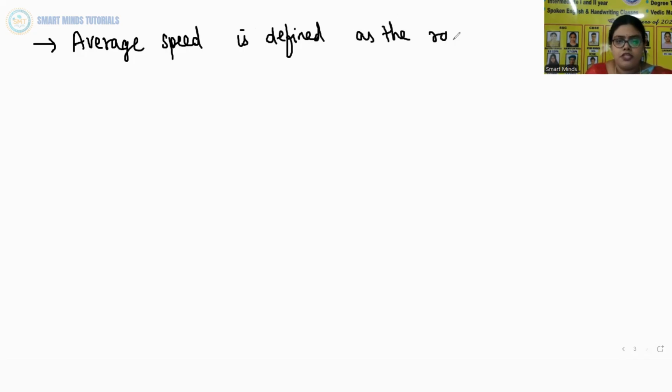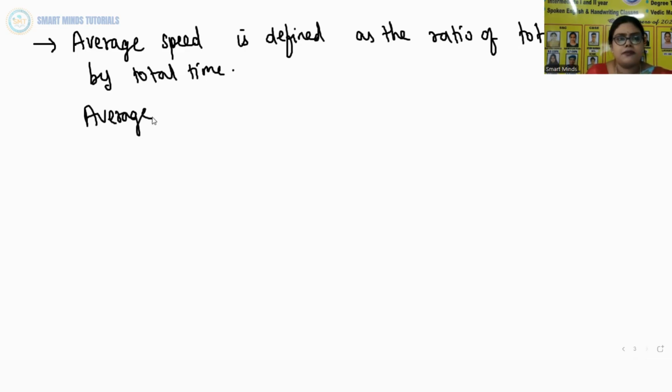Now, let's move on to average speed. What is average speed? Average speed is defined as the ratio of total distance by total time. So the formula for average speed is total distance by total time.